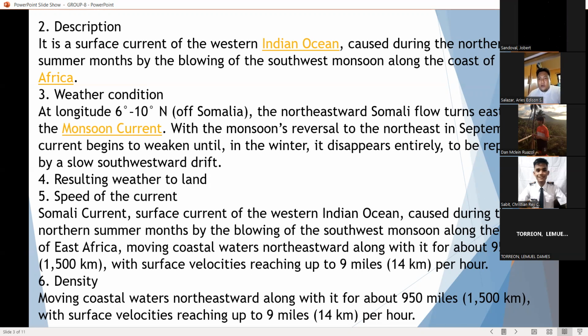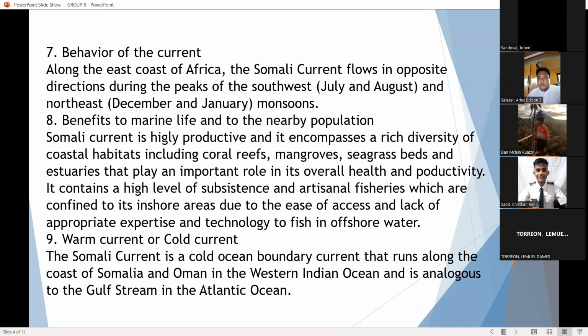The density of Somali Current: moving coastal water northeastward along with it for about 950 miles. And the behavior of the current along the east coast of Africa, the Somali Current flows in opposite direction during the peaks of the southwest, July and August, and northeast, December and January monsoon.